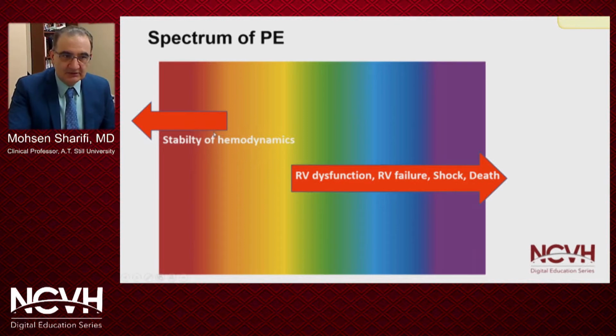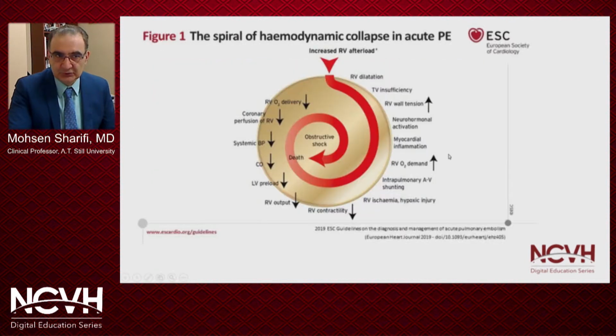Like everything else, there's a spectrum of disease severity for pulmonary embolism. On one side of the spectrum, there is stability of hemodynamics. However, there is progressive deterioration manifested by RV dysfunction, right ventricular failure, which can lead to shock, and that can become irreversible very rapidly, and death can subsequently ensue. Some of these slides are from the recent European Society of Cardiology guidelines, which were published last year, and they are very valuable, and I would recommend the viewers to read this document.